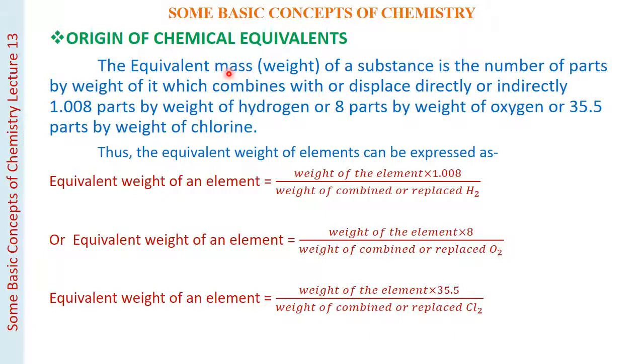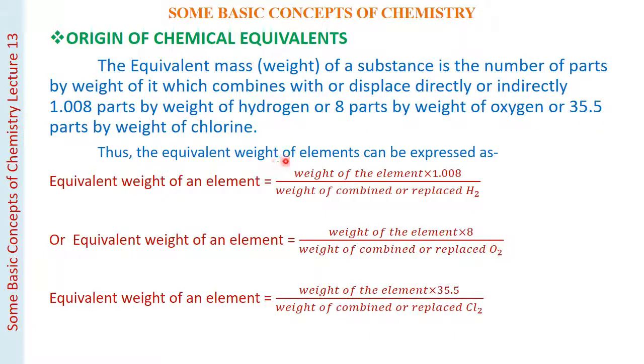The reason why we are doing the original definition after discussing the whole of the equivalent concept was this: so that now you can identify why we have taken such weights of hydrogen, oxygen and chlorine, and then compared the weights of the other substances in relation to this. This is because now you can identify that 1.008 is the equivalent weight of hydrogen, 8 is the equivalent weight of oxygen, and 35.5 the weight of chlorine.